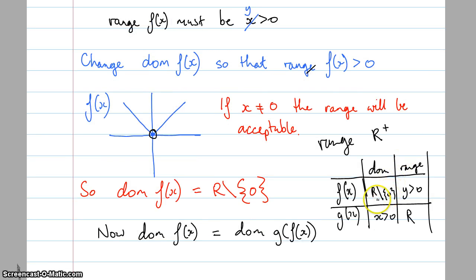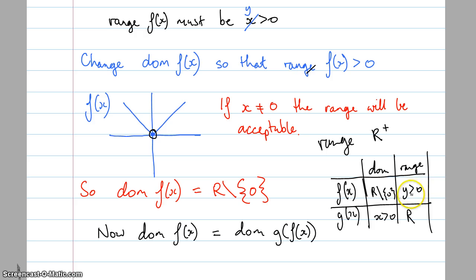So if I now draw up this little table again, showing all the information that I have, my domain of my inside graph, I changed that now to be all real numbers except for 0. Okay, that meant that it changed my range of that inside graph to become y is greater than 0 now. And my domain of my outside graph I haven't changed. That's still x is greater than 0. But now, as you can see, the range of the inside graph is now a subset of the domain of the outside graph. So therefore, the graph works.